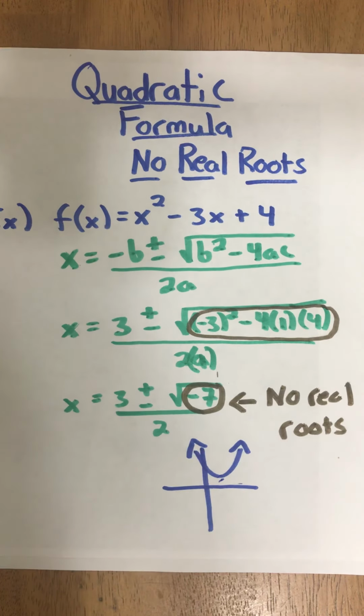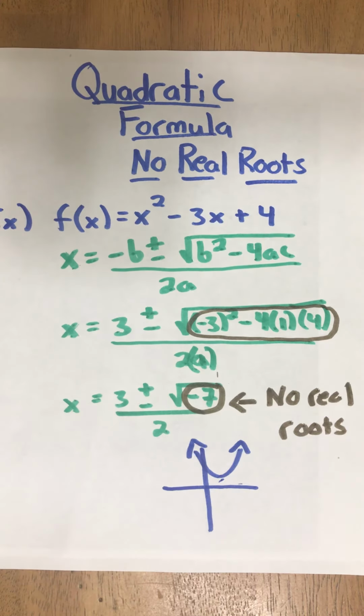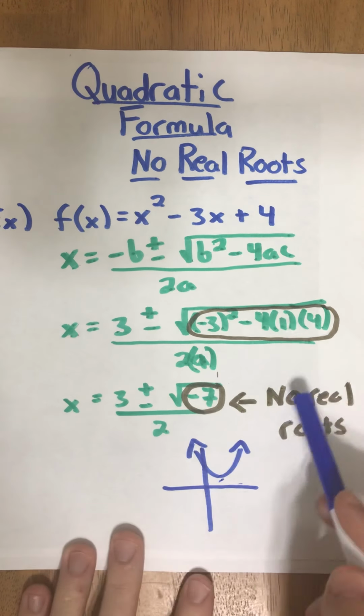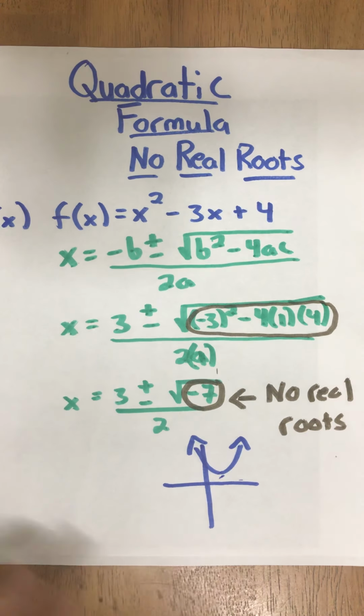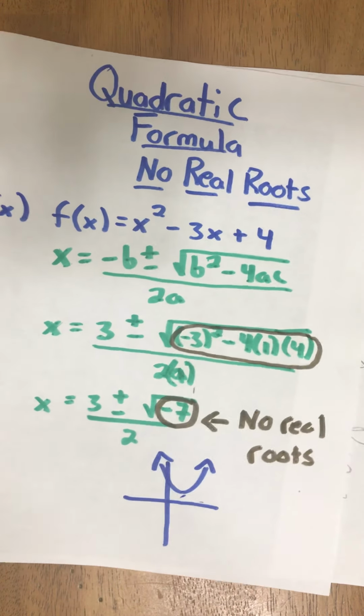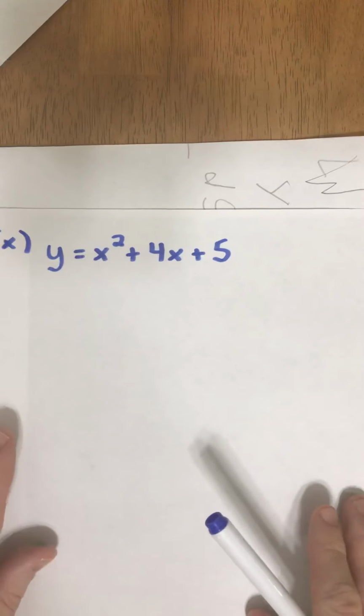You'll learn in Algebra 2 some ways that you can simplify a negative inside the radical. But for our course, we're just going to be saying this as no real roots, or sometimes you'll hear it as only imaginary roots. All right, let's do one more quick example here, so you can see this, and then I'll get you out of here.